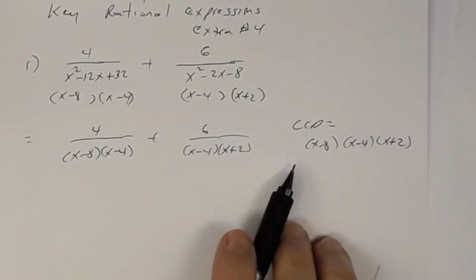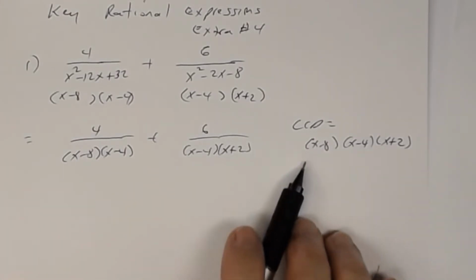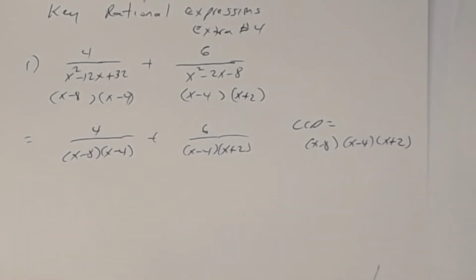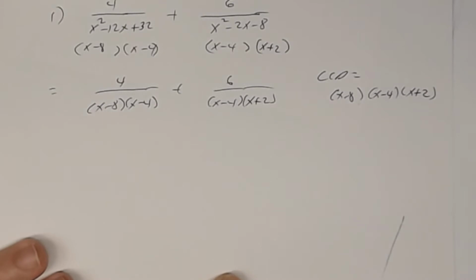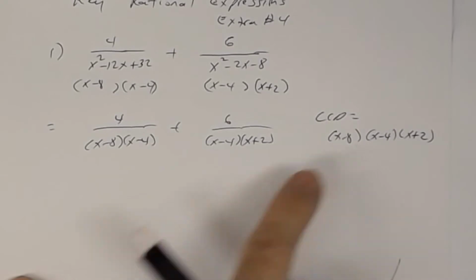And leave your least common denominator in factored form. Don't multiply this out, especially these three binomials, because you could easily make a mistake. It must be left in factored form. Leaving it in factored form will get you through the process. Okay, now we're going to write equivalent fractions using that denominator.